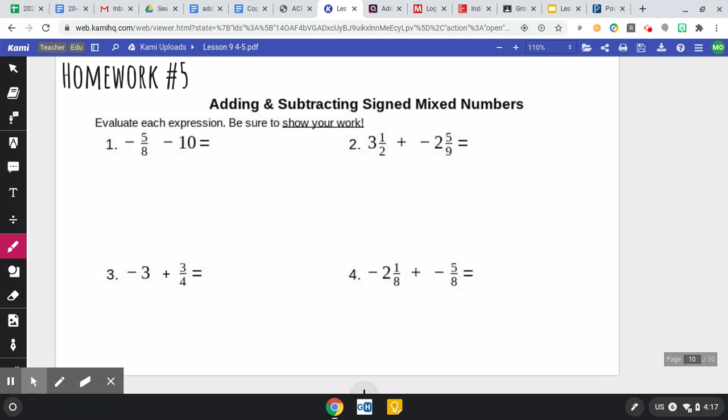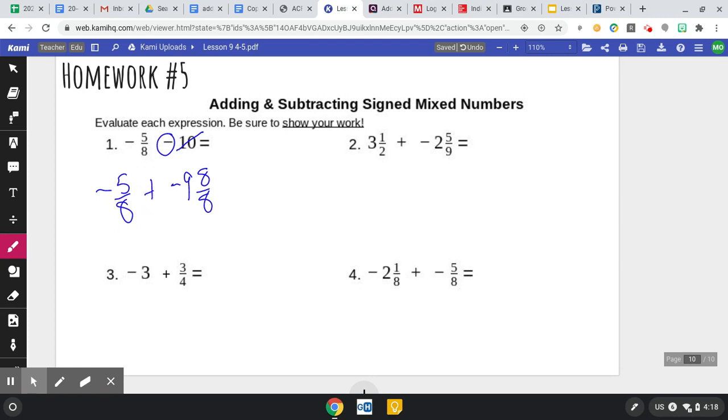Okay, so I'll help you set up number 1. Okay, there is nothing here. So we would have to change our 10. Then we also need to watch our signs. This is a subtraction. I want it to be adding the opposite. So when I go to rewrite it, I'm going to make sure to put adding a negative. Okay, so we're going to have to change this one to be a negative 9 and 8 over 8. Okay, so minus 5/8.